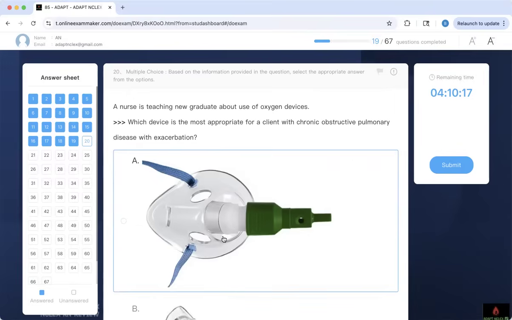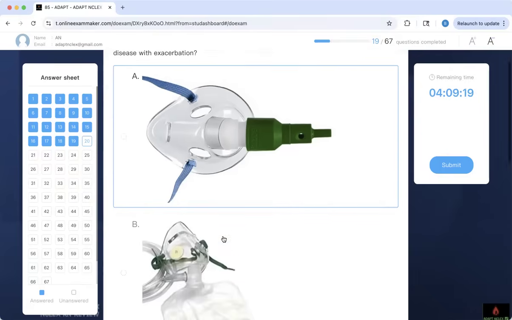Now, oxygen devices. I know you know them. If they show you a picture, can you figure it out? She's teaching a new graduate about the use of oxygen devices. Which device is the most appropriate for a client with COPD with exacerbation? I told you these are the most commonly tested questions based on recommendation. I created these questions so that you can use them. Which oxygen device is good for COPD? You need a precise amount of oxygen, and that is the Venturi mask. Which of these is a Venturi mask?